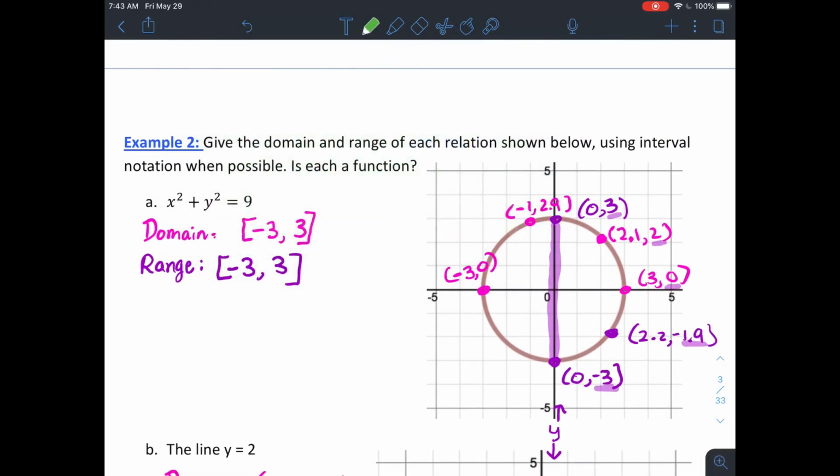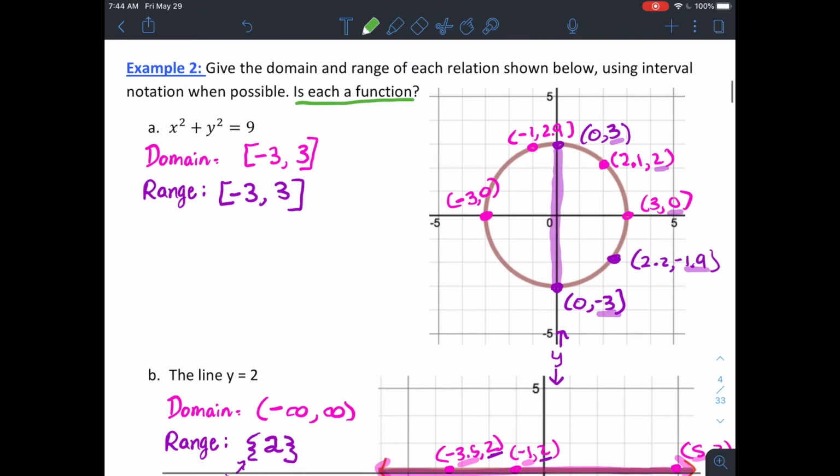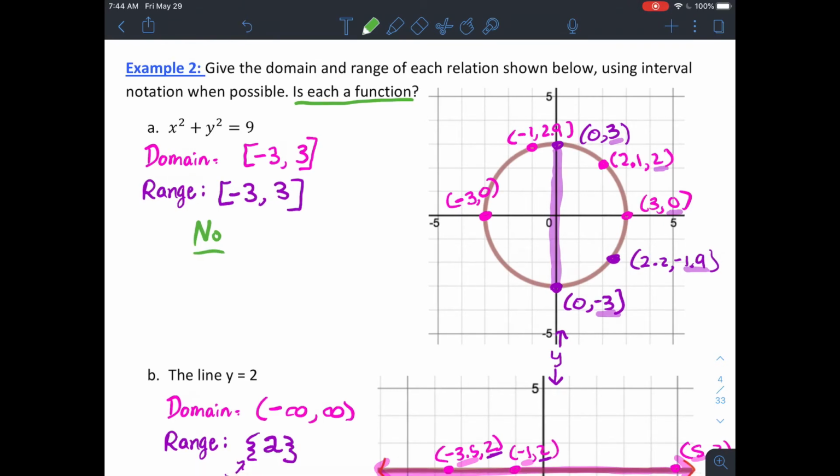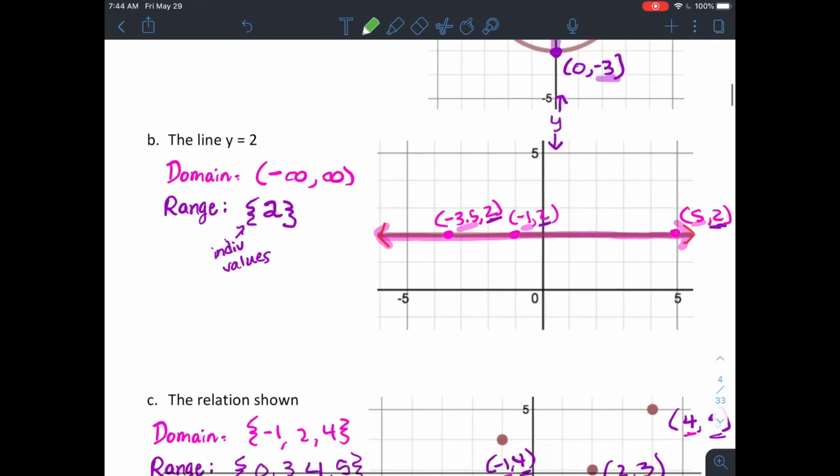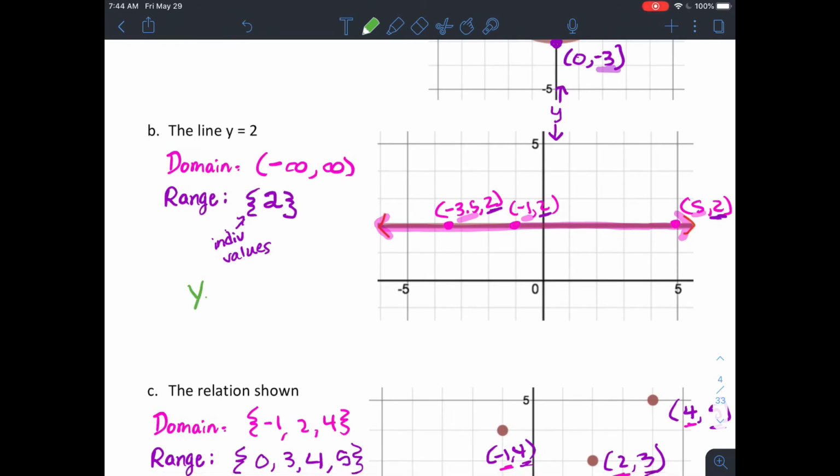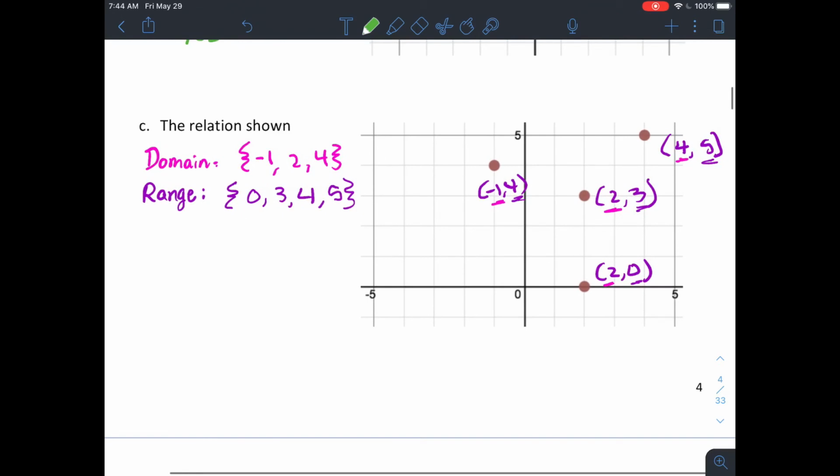If you look at the circle, it is not a function because you have points that have shared x values. It doesn't pass the vertical line test either. B, your horizontal line is, and C is not because you have those 2 points that have the same x value, 2, 3, and 2, 0.